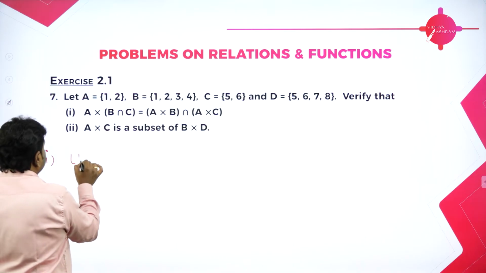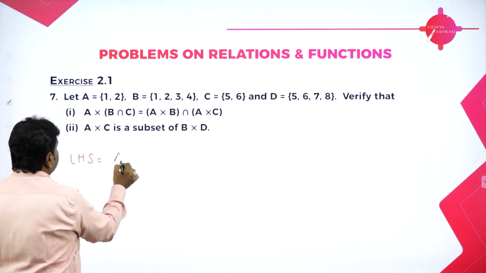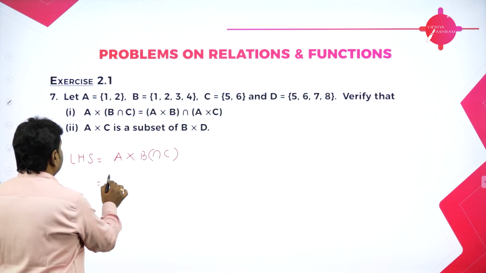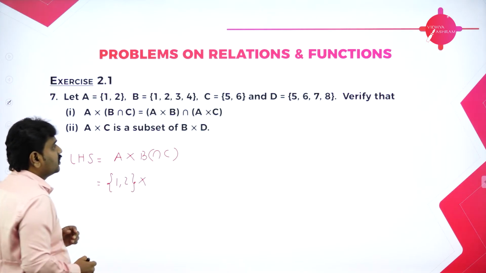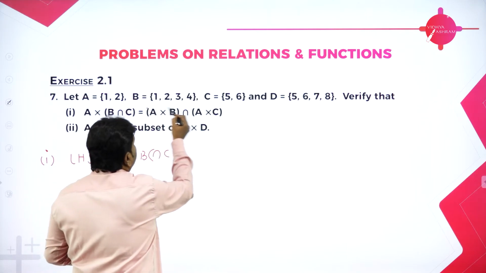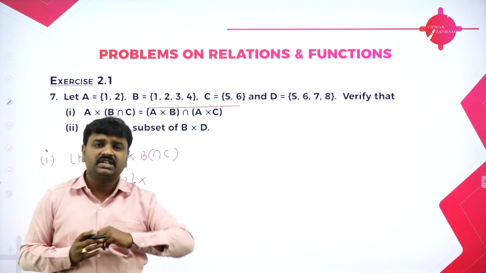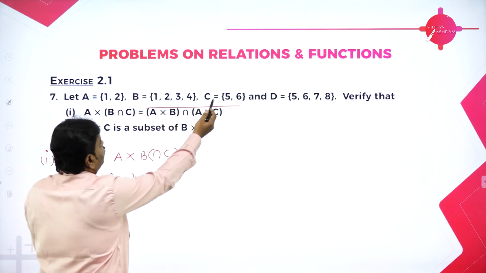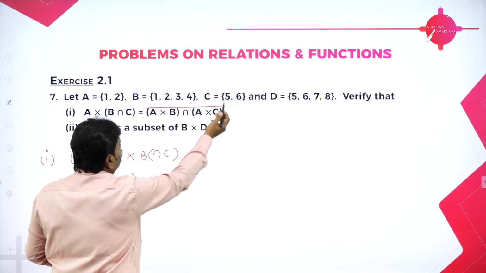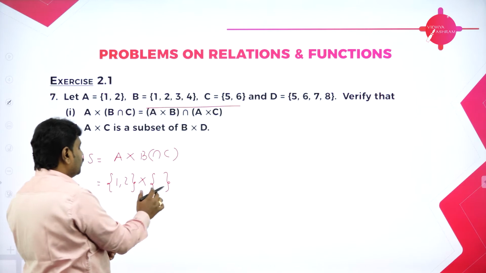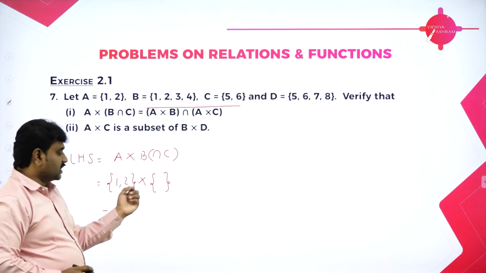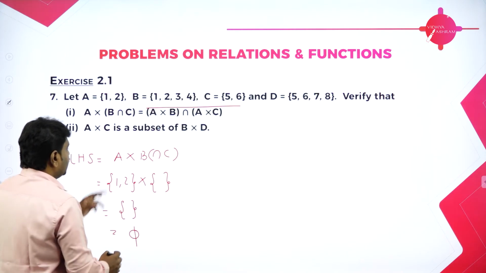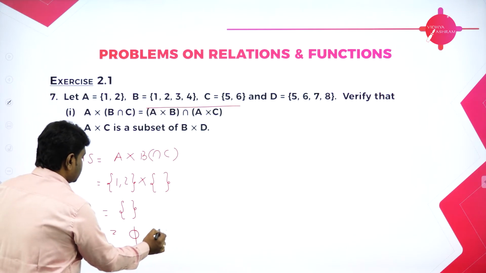So I will take LHS. In LHS we have A cross (B intersection C). What is set A? {1, 2}. Cross, what is set B intersection C? So B and C they give. What is meant by intersection? You learnt in sets, intersection means set of common elements. So for B and C, what are common? B is 1 2 3 4, C is 5 6. Do we have any common elements? No common element. Null set. If one of the sets is a null set, the Cartesian product is also a null set. So LHS is psi. We got this null set, call it 1.